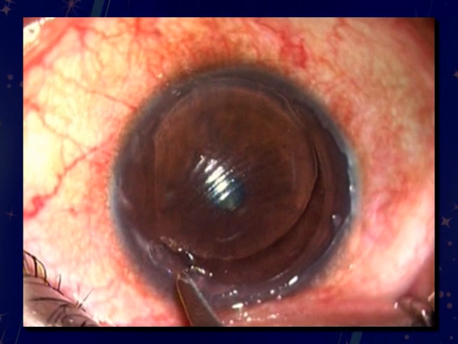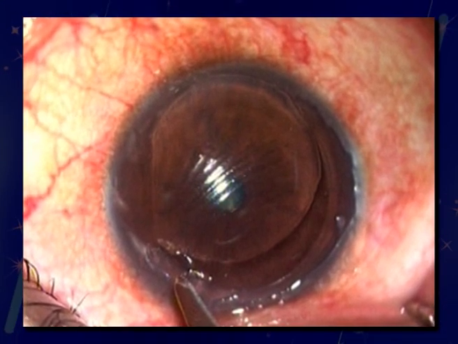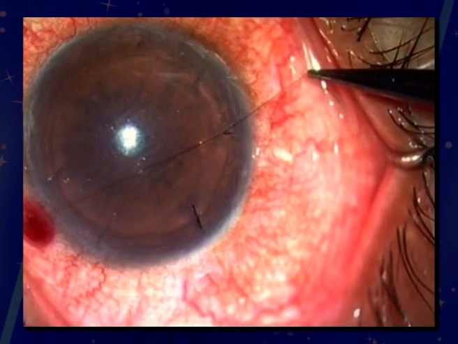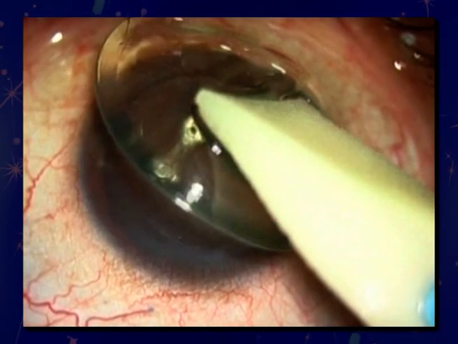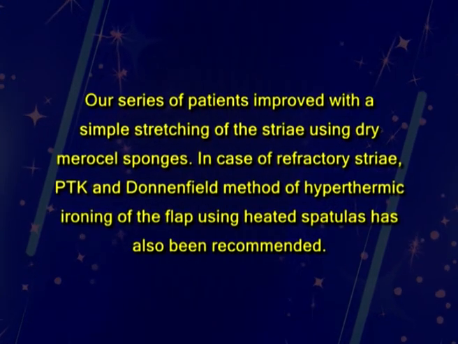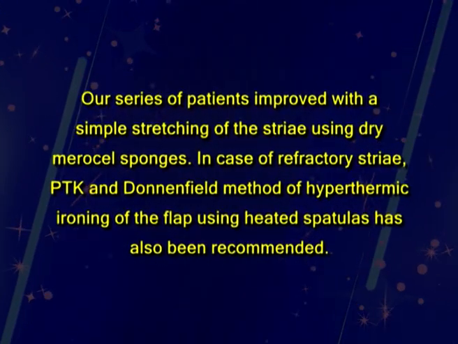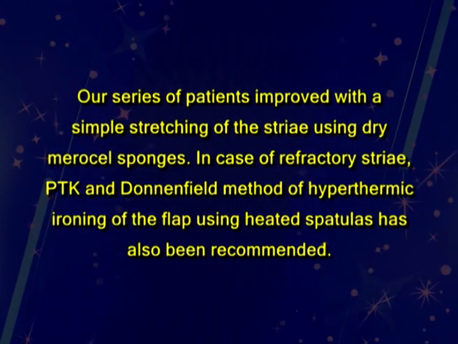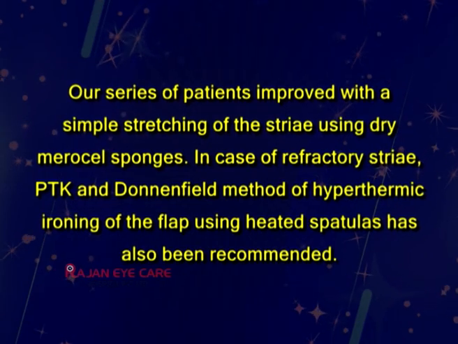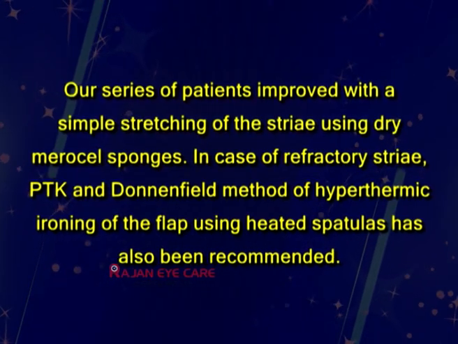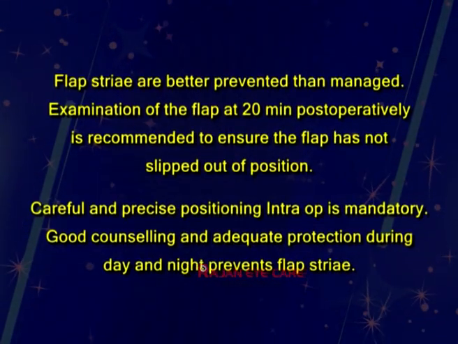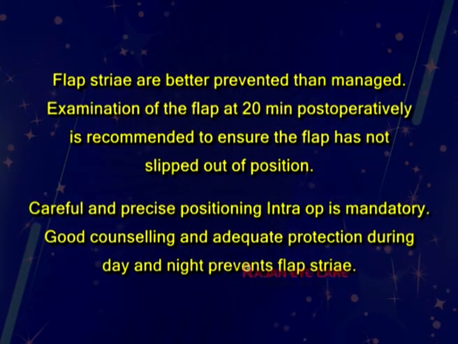In cases with visually significant striae, early intervention, meticulous removal of epithelium from the stroma, application of sutures and a bandage contact lens gives the best results. Our series of patients improved with simple stretching of the striae using dry merosal sponges. In case of refractory striae, PTK and the Donenfeld method of hyperthermic ironing of the flap using heated spatulas have also been recommended. Flap striae are better prevented than managed.